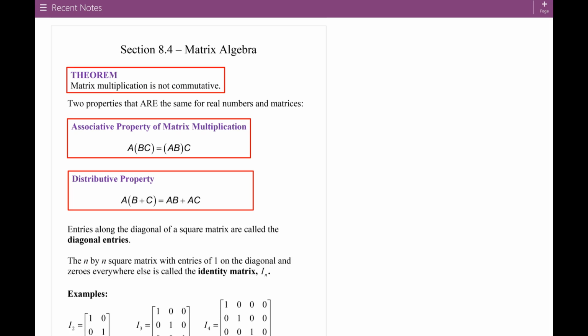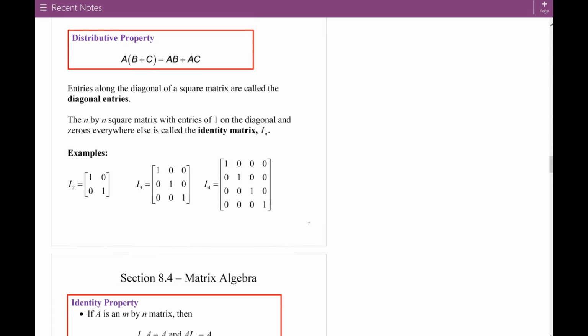And there are two properties, though, that do work how you expect. The associative property of multiplication: if all these multiplications work, it doesn't matter if you do BC first and then A, or AB first and then C. And the distributive property over matrix multiplication does work. So we have some more definitions.